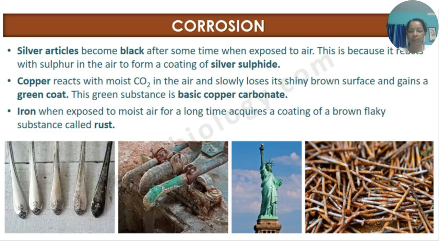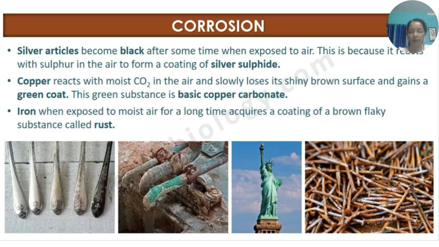Copper gets a copper green coating over the surface like that. Basic copper carbonate it is called. See, iron is forming iron oxide on its surface. This silver got silver black color due to silver sulfide. Copper is getting its green color due to basic copper carbonate. Iron gets brown in color due to rust formation.